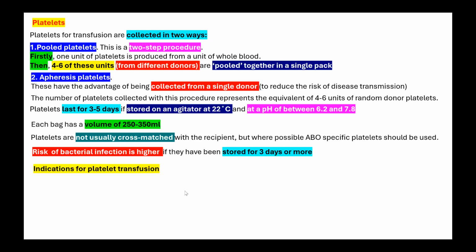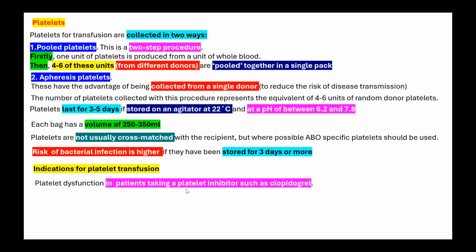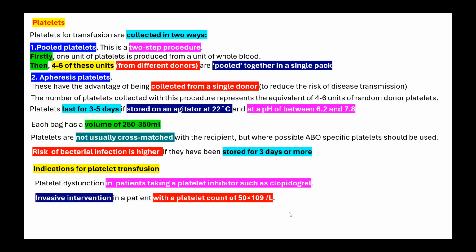What are the indications for platelet transfusion? In patients taking platelet inhibitors like clopidogrel, an elderly patient who is on chronic antiplatelet therapy sustains a fractured neck of femur. He has to be operated immediately, otherwise there are likely to be complications. And just because he is on this antiplatelet, he cannot wait. In that situation, you can transfuse platelets and then take up the patient and then resume the drug after you complete the surgery.